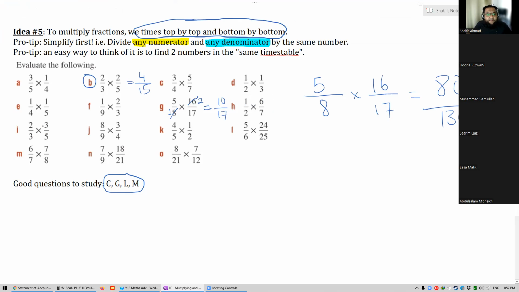And similarly, look over here: 3 and 3, 8 and 4, 3 and 9, 4 and 2, 5 and 25, 24 and 6, 6 and 8, 7 and 7, 7 and 21, 18 and 9. See, so you identify, you learn very, very quickly. You look at a question and you'll be able to see straight away which numbers can be simplified. That's only if you practice. So right now you might be a bit slow. That's okay. Take your time.